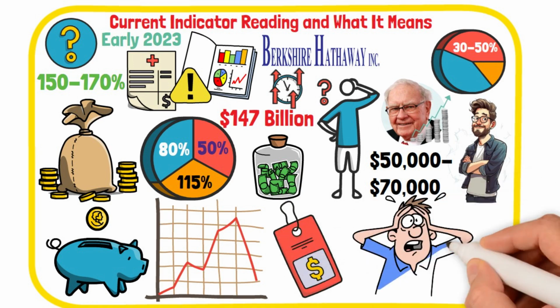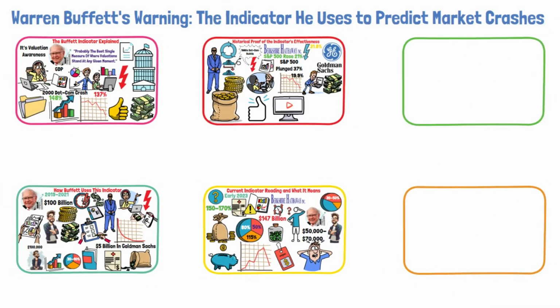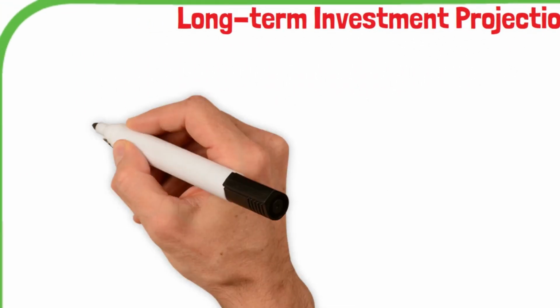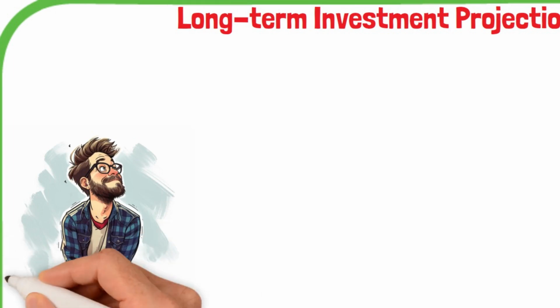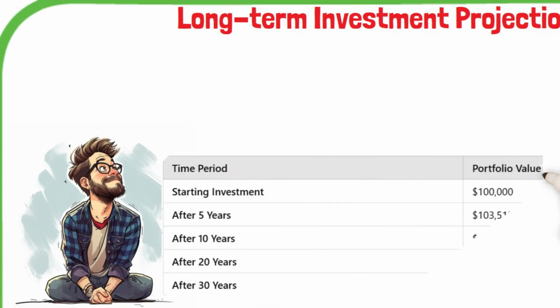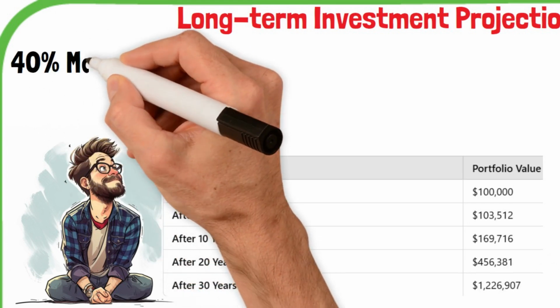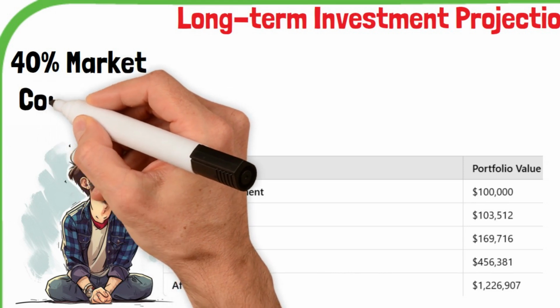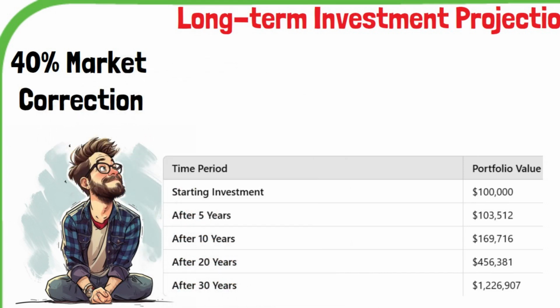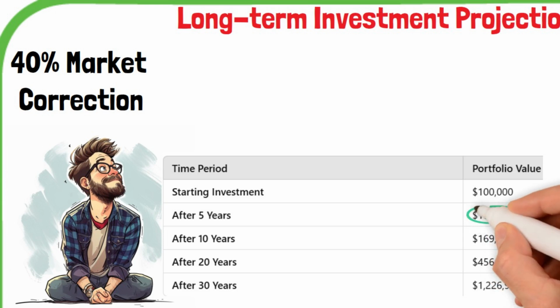Long-term investment projections following Buffett's approach. Let's look at the long-term impact of applying the Buffett indicator to Harry's investment approach with specific projections. Scenario 1. Harry ignores valuation warnings, stays fully invested, starting with $100,000. Harry experiences a 40% market correction followed by average historical returns. After 5 years, $103,512, barely recovered initial investment.